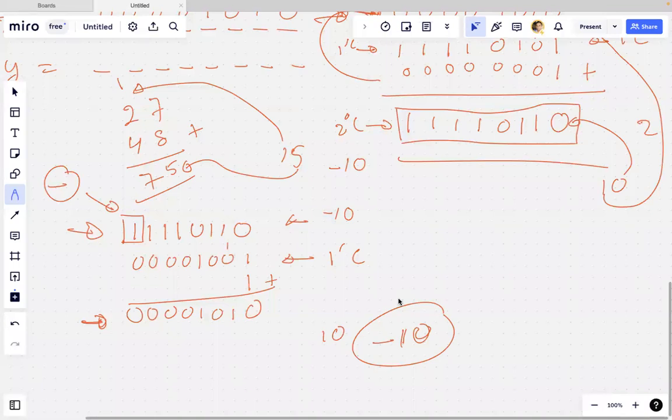Did you get the point? Or do you need more clarification? So there is nothing to know. Just 2's complement means invert the bits and add 1. Okay, this is how computer saves a particular value.